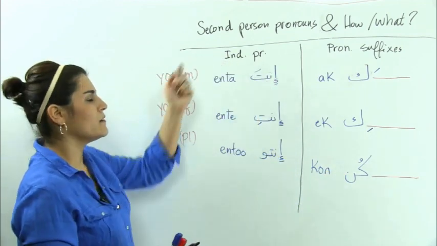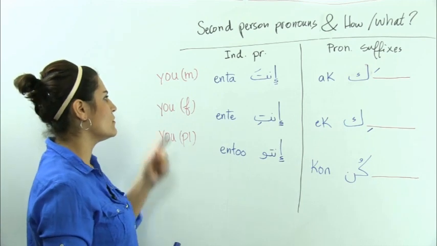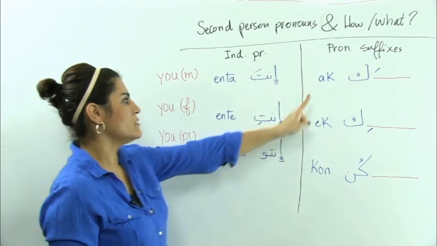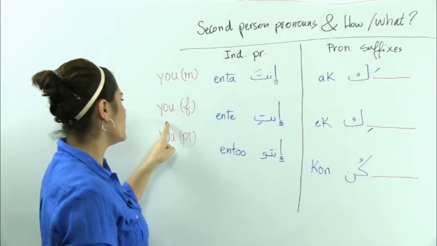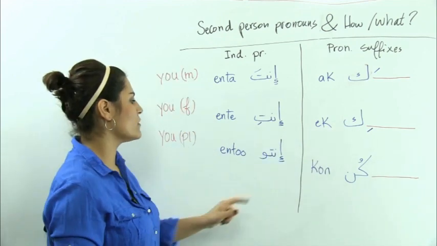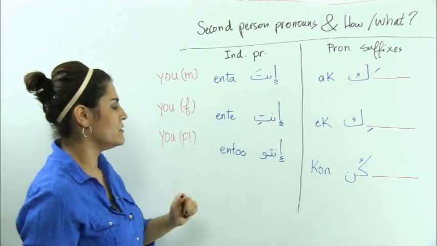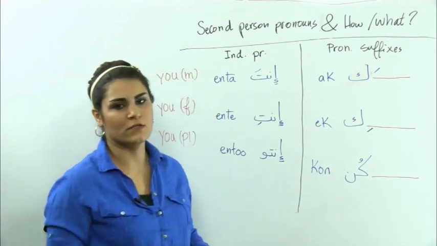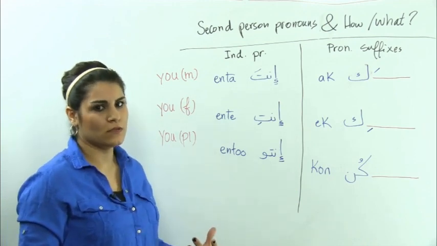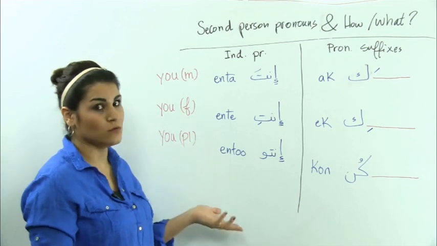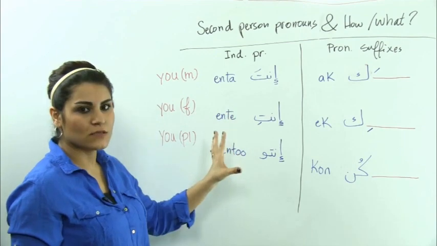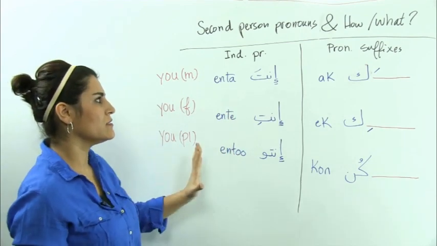So again, second person pronouns: you masculine, independent, inta, as a pronoun suffix is ak. You feminine is inti, as a pronoun suffix is ik. And you plural is into, as an independent pronoun, and as a pronoun suffix is con. Now the question is how we can use these pronouns. It's not just a grammar lesson, but we need to use them. So I want you to keep in mind this chart, because I'm going to erase it.